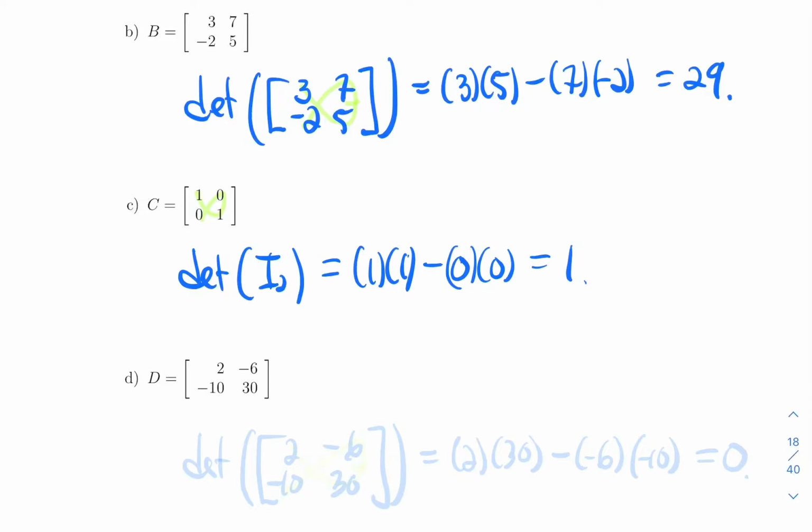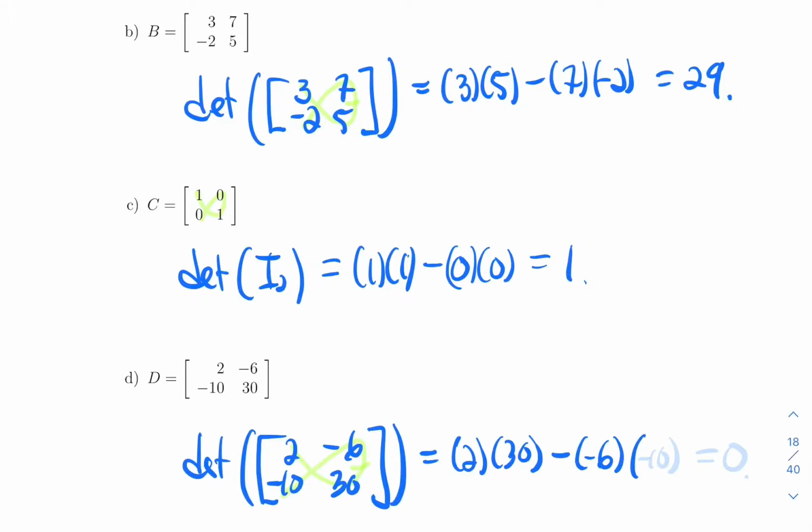And last example, let's compute the determinant of 2, minus 6, minus 10, and 30. So if I use the fish to compute stuff, you're going to get 2 times 30 minus 6 times minus 10, and you're getting a nice 0. And that's it for 2 by 2 matrices.